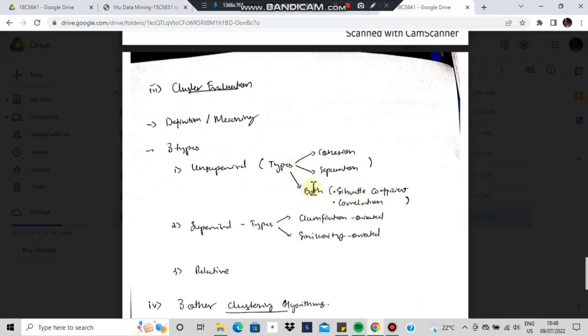two ways for which we'll be using both cohesion and separation for calculating the clusters. And the next ones were the individual ones, separation and cohesion, that's also I've discussed. So we are done with the first one, which is unsupervised. Let's see in supervised what is there.